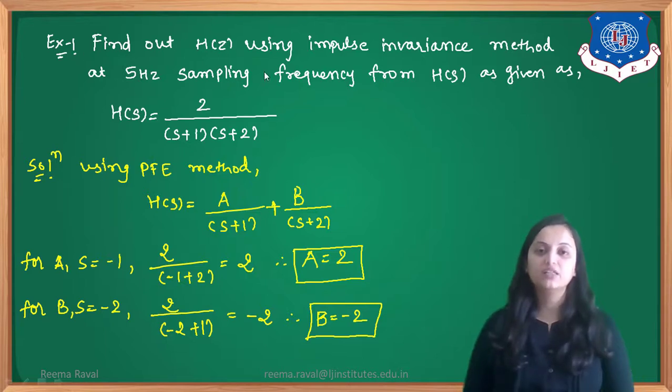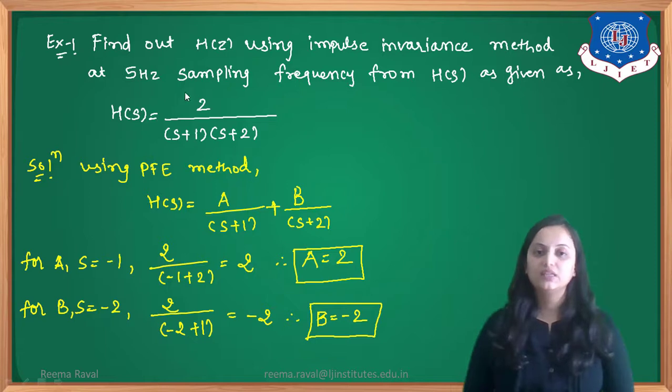Here sampling frequency is also given. So sampling frequency Fs is 5 Hz given to us. And we know that Fs equals 1 by Ts. That means frequency and time period are inverse to each other. So getting 1 by 5 will get the value of sampling time.